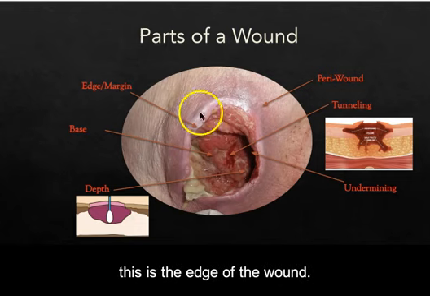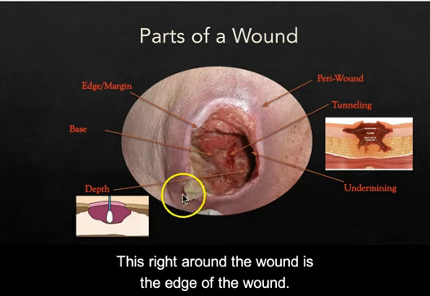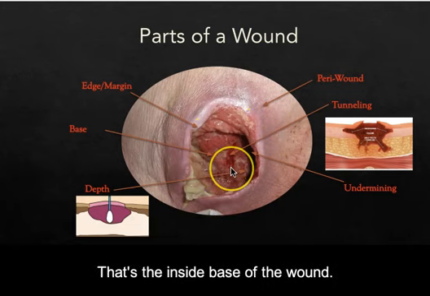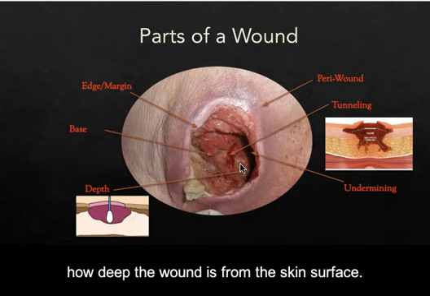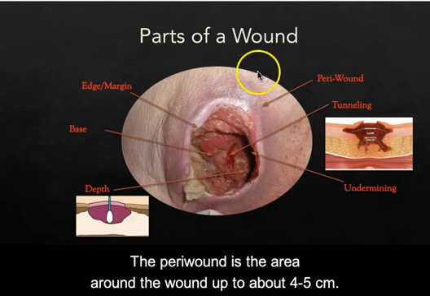This is the edge of the wound. This right around the wound is the edge of the wound. Then you have the base of the wound. That's the inside base of the wound. Then we have the depth of the wound, how deep the wound is from the skin surface. The peri-wound is the area around the wound, up to about 4 to 5 centimeters.